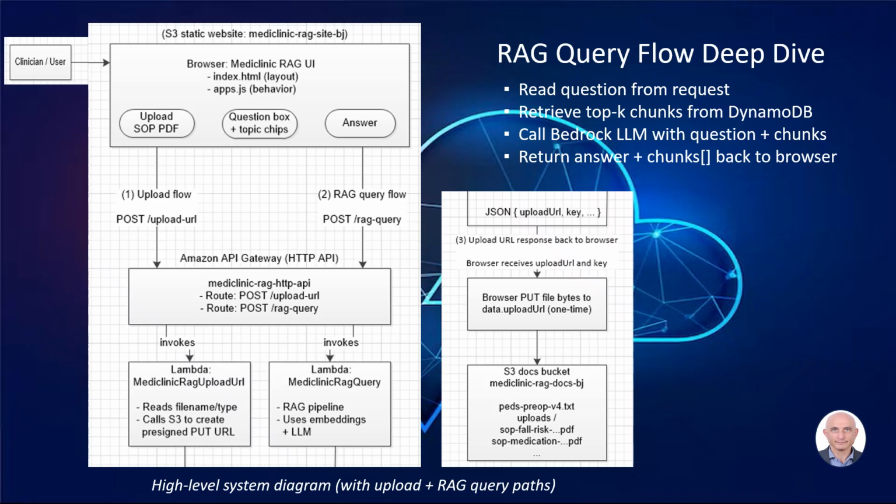Finally, the Lambda returns a JSON object with both the answer and a chunks array listing which document IDs and chunk indices were used.